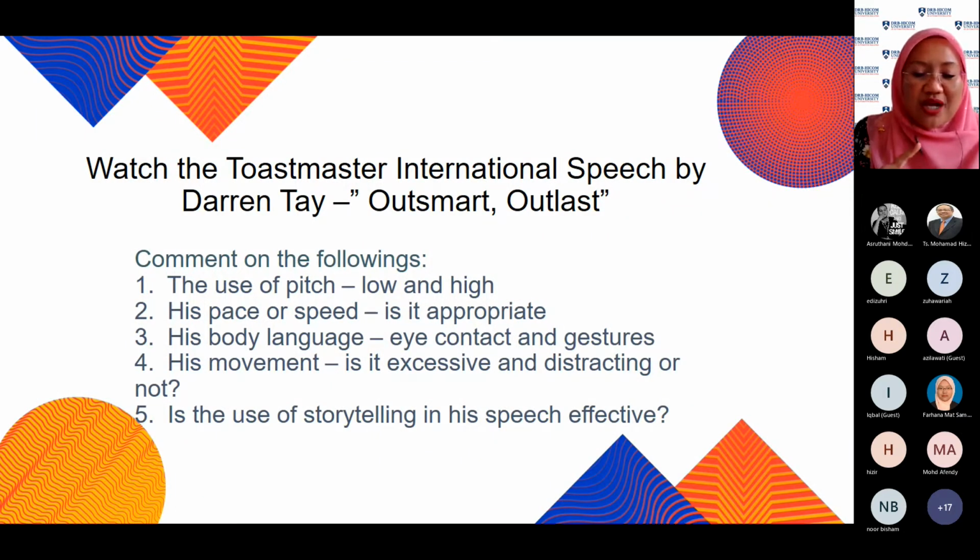And then also, I want you to look at the element of storytelling that he used in his speech. Is it effective or not? If he didn't use storytelling, would it be as effective, if you think that it is an effective speech?